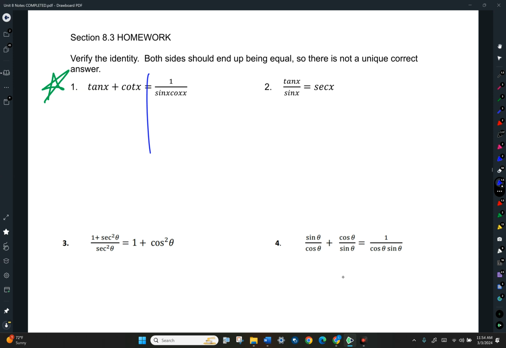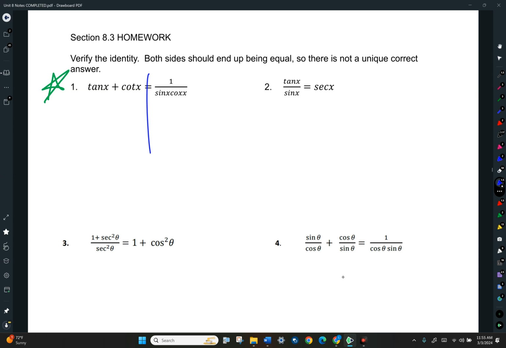So which side's uglier? My thing is, one term, whether it's a fraction or not, is usually considered more basic than two terms. And so on the left side, where I have two terms, I think that's uglier, and I'm going to work there. Does that mean that's the only way to do this one? Nope, I think it's the easiest way. Okay, so I'm going to work from the left.